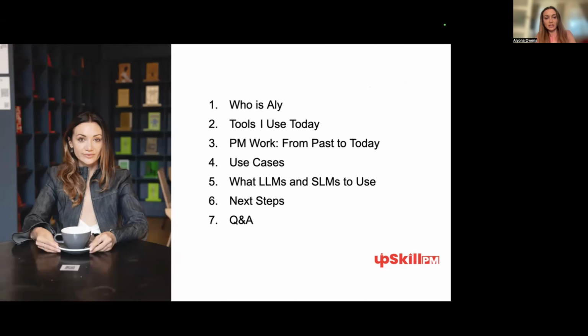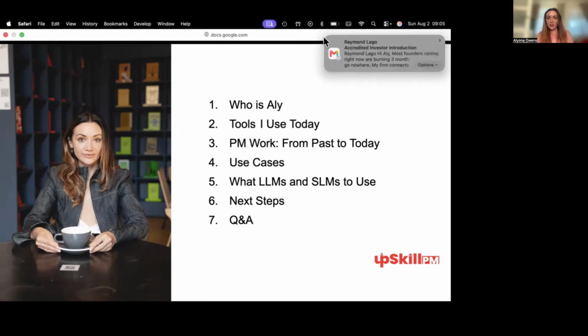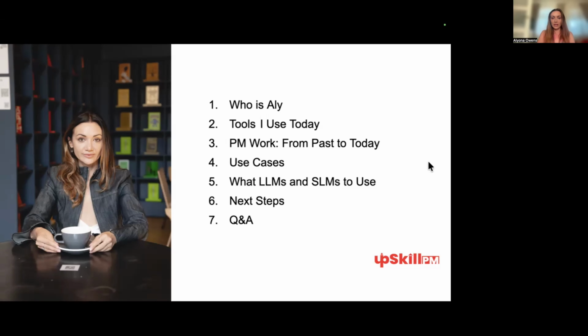Okay, who am I? The guys on the call, you already know me, so I'm going to keep it short. I'm Ellie Owens. I've been a product manager for the last 13 years, and I love building products. It's my passion. We're going to cover the tools I use today, PM work from past to today, how it changed, and use cases. There's about 3 use cases that we're going to cover at least. We also want to cover what LLMs and SLMs to use. So large language models and small language models, what's the difference?